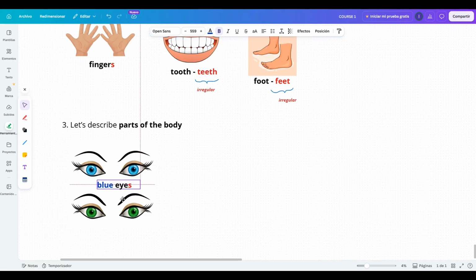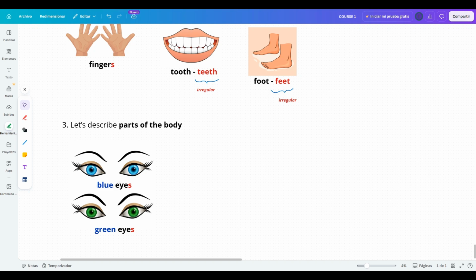Blue eyes. What's next? Green eyes. We are using colors to describe eyes. Green eyes. It's blue eyes. Okay, or maybe long hair. Long and short hair, right?